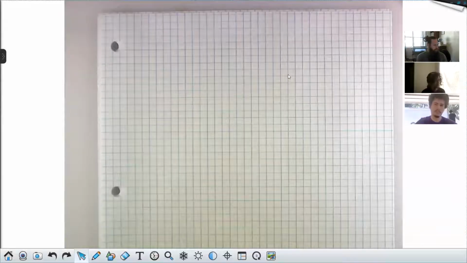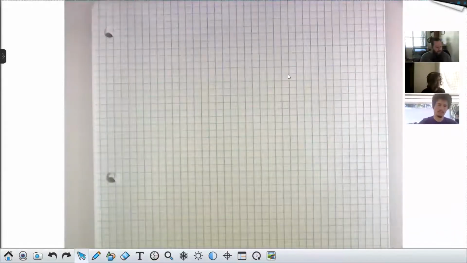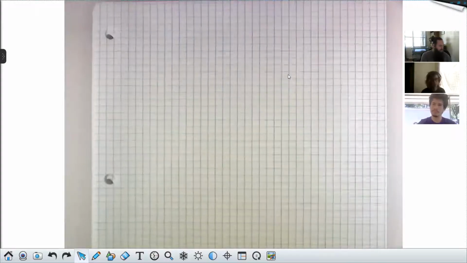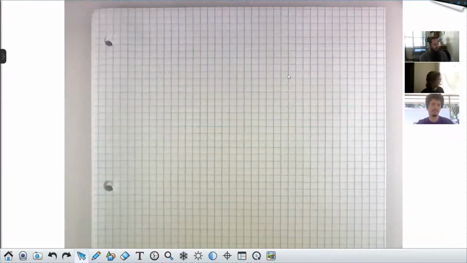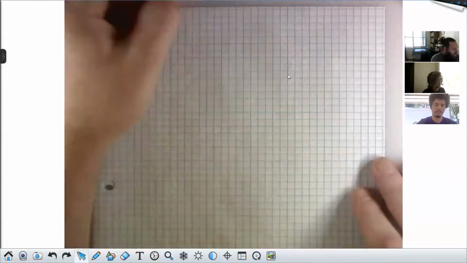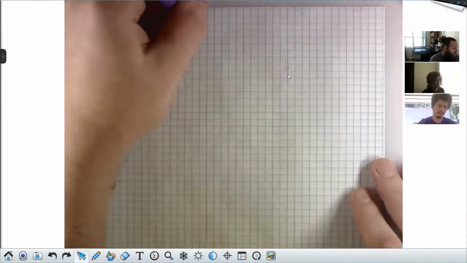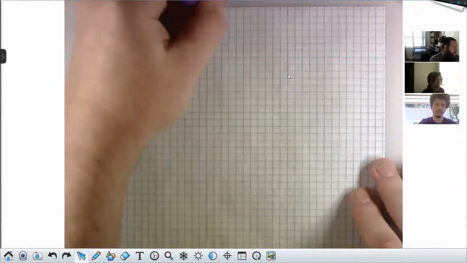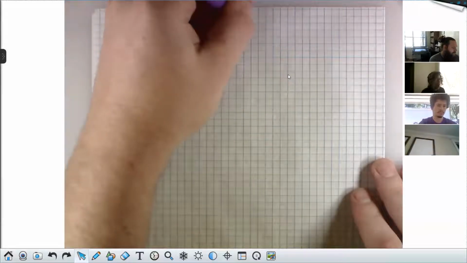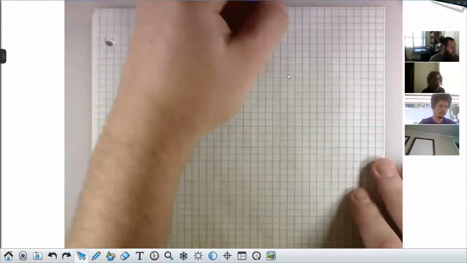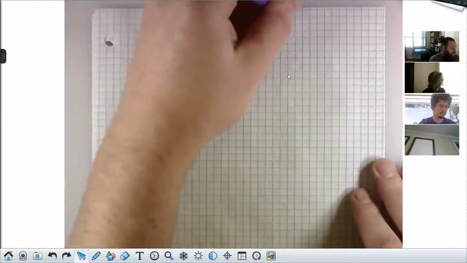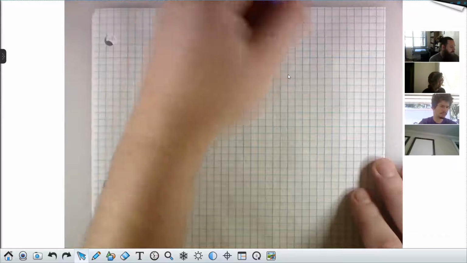So here we go. I've found that the purple shows up best against the graph paper, and I'm out of printer paper today, so I'm going to be using this graph paper and a purple pen. This is MAC2312, section 004. It's a lecture. And today is the 22nd of April, 2021.